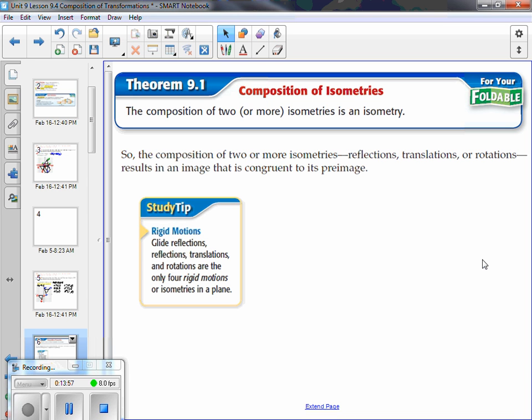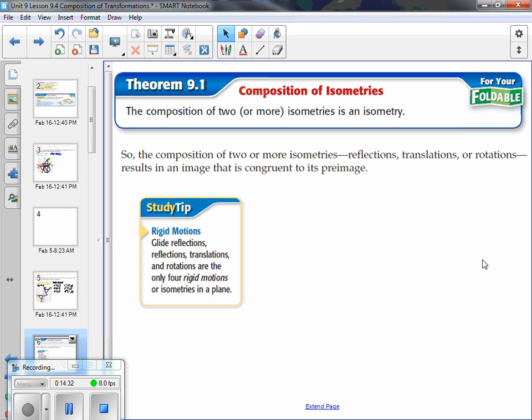So if we have any combination of translations, reflections, and rotations, it doesn't matter how many of them we do. If we combine 2 of them, 3 of them, or you do a translation, then a reflection, then a translation, then a rotation, then a reflection, then a rotation, then a translation, then however many you do, every time you do one, the image is congruent to the pre-image. So no matter how many of these transformations you put together as a composition of transformations, you will get a congruent figure every step of the way. That's what this theorem says.